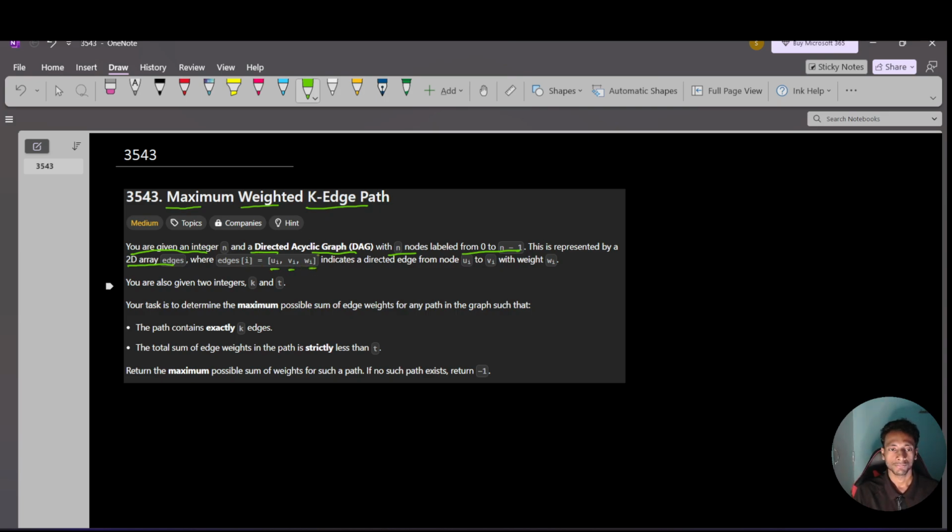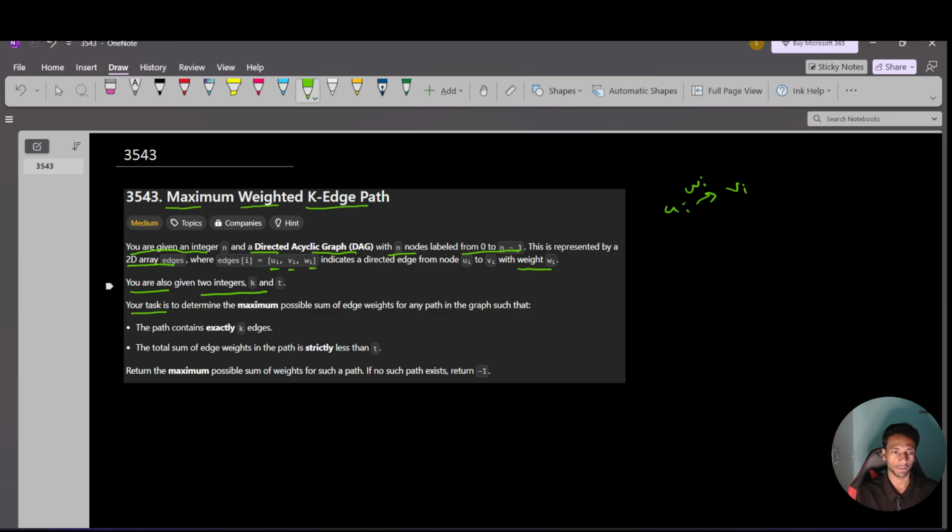That means this is directed acyclic, so we have an edge from ui to vi, and the weight of this edge is wi. Got it? That indicates a directed edge from node ui to vi with weight wi. You are also given two integers k and t. So what are k and t?